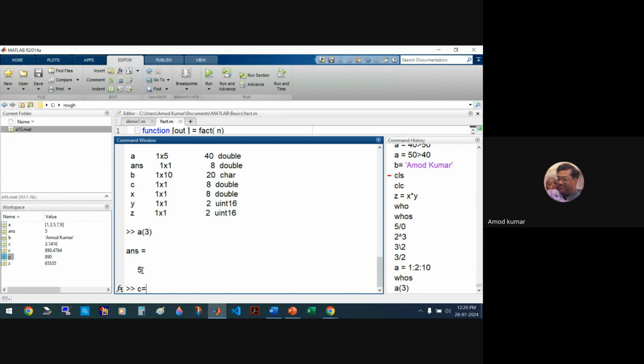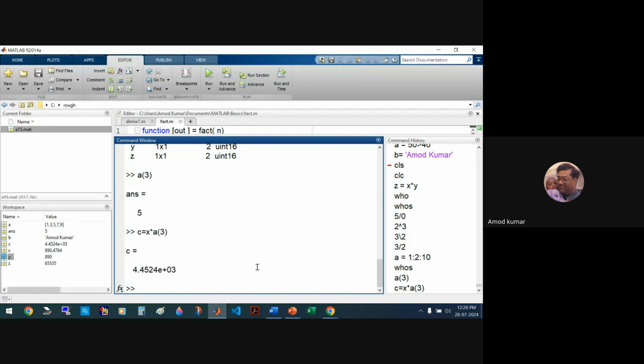C equal to, let us say, what? C equal to X into, I can do that. X was a variable earlier defined. And now A3 I want to bring. So C is equal to X into A3. What it will do? It will multiply X with this element 5. So 890.4764 was X. A3 is 5. Both will get multiplied. Answer will be something.